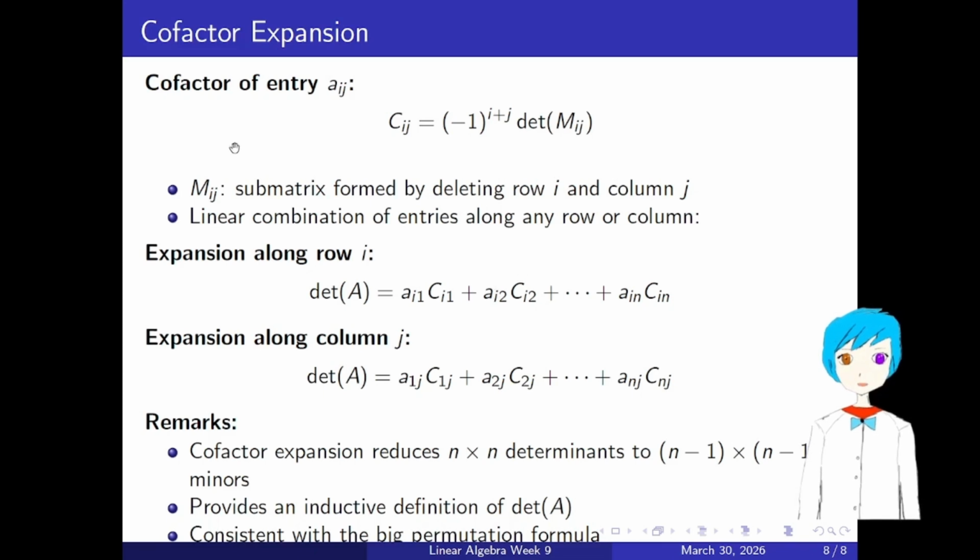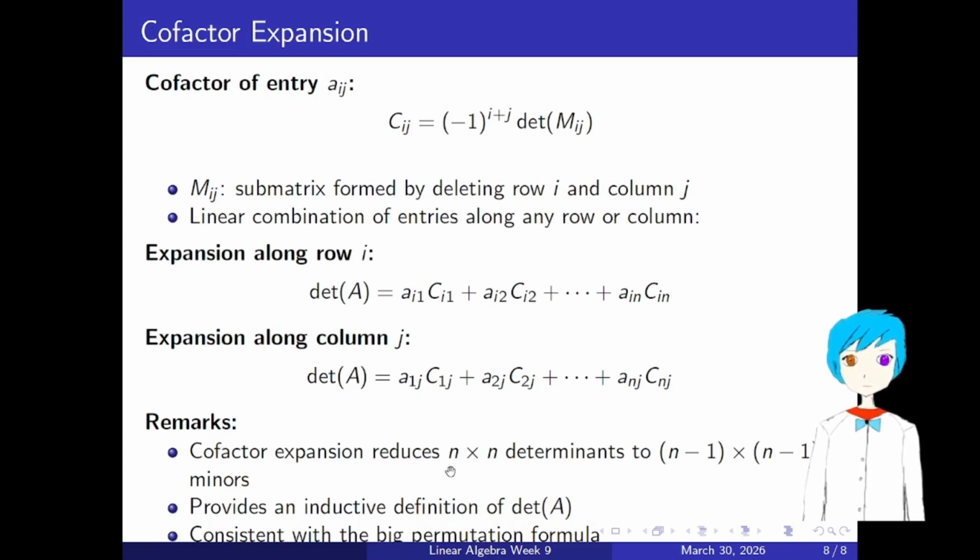We can also define the determinant using the cofactor expansion. The cofactor of entry ij is (-1) to the power i plus j, times the determinant of M_ij, where M_ij is a submatrix formed by deleting row i and column j. So in this way, we can obtain the determinant using the expansion along row i: determinant of A equals a_i1 c_i1 plus a_i2 c_i2 up to a_in c_in. We can also expand along column j using a similar formula.